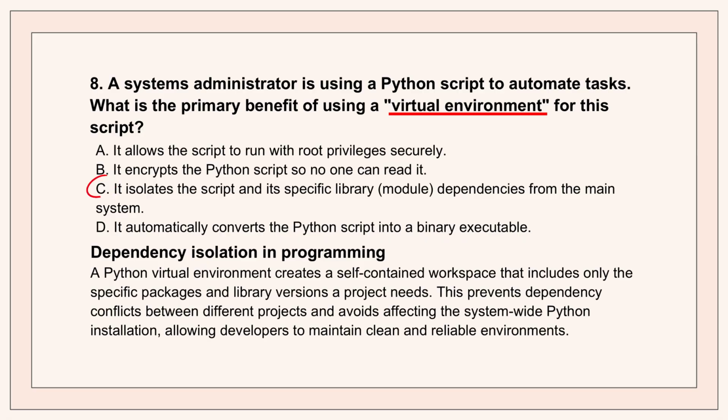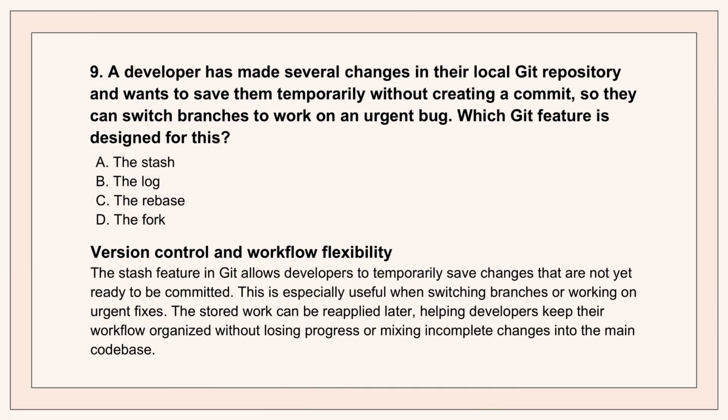Exactly. It keeps everything tidy, prevents conflicts, makes your automation reliable, and stops you from accidentally wrecking the underlying system. It's absolutely standard practice and honestly essential for any non-trivial Python work these days. Okay, good advice. Let's talk version control now, specifically Git.